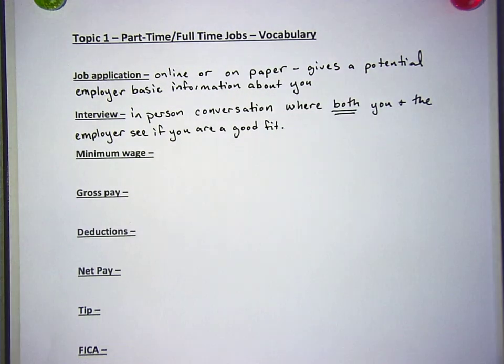Who else? Kierden, did you have one, you said? Where did you work? Or where do you work? Perkins. Perkins? Okay, so that was probably more of a sit-down interview. And you had to look nice and be ready for that.